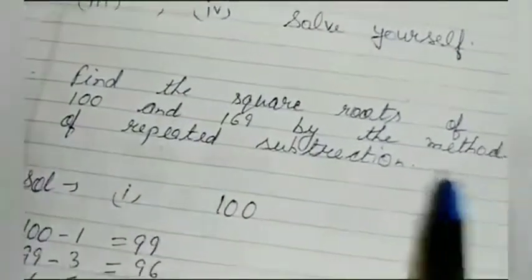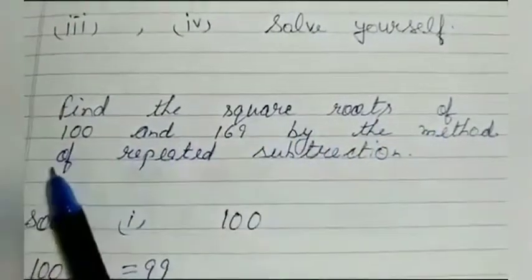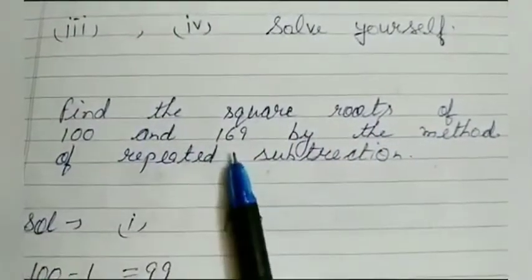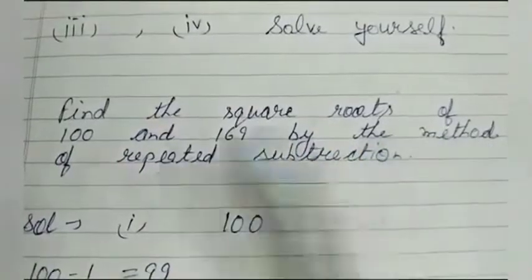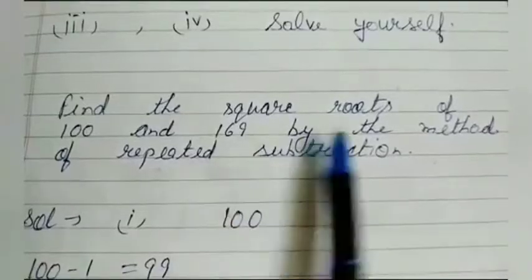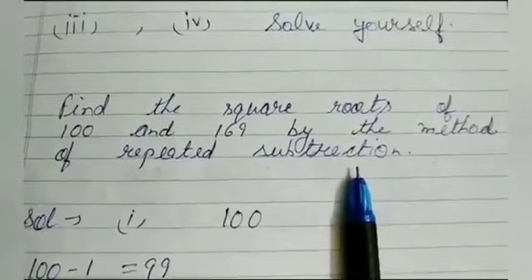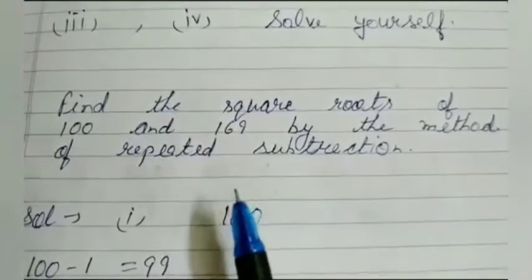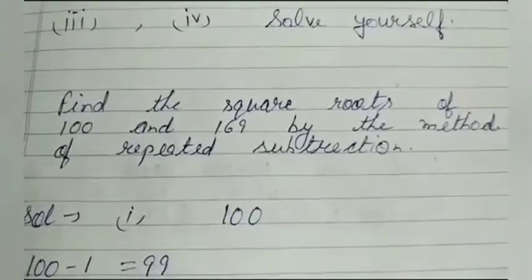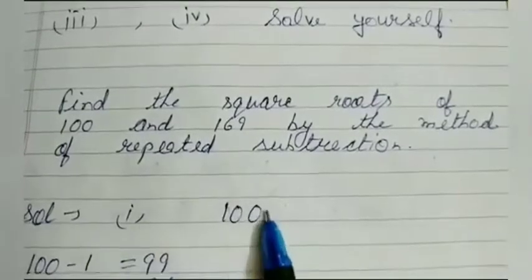Next sum, find the square root of 100 and 169 by the method of repeated subtraction. Clear? We find the square root by the method of repeated subtraction. In this method, we subtract only odd numbers. Clear? We subtract only odd numbers.